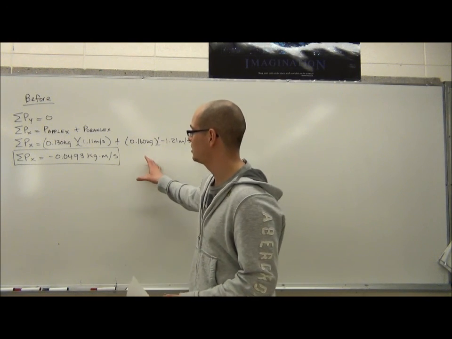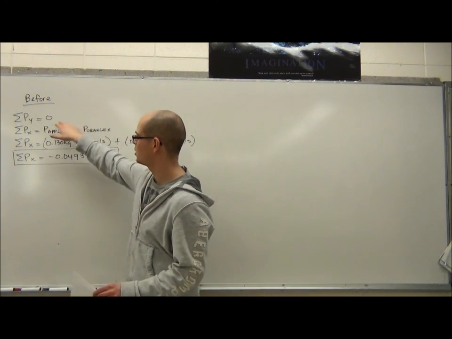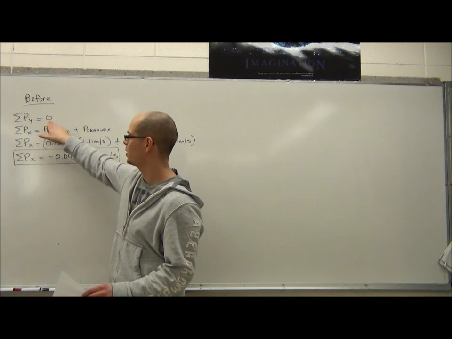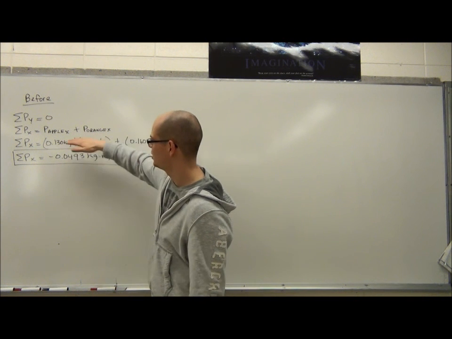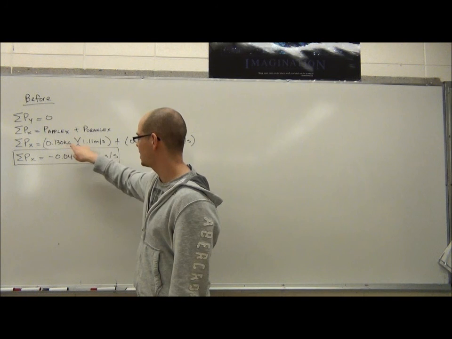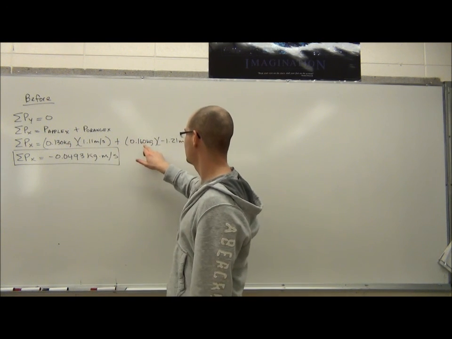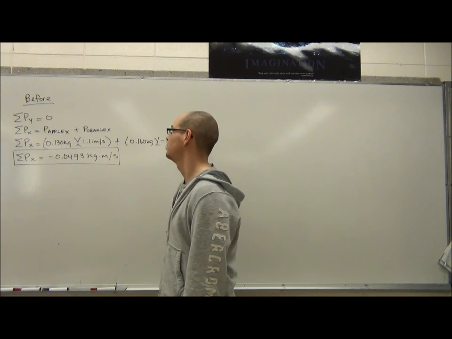So what I have up here, I'm setting up my momentum before. So here's all my information about before. Now before, it's all in the x direction, so my momentum in the y direction is 0. I've got it all organized. My momentum in the x direction is partly the apple and partly the orange. I'm given the mass and the velocity of the apple, and I'm given the mass and velocity of the orange. So here's my momentum in the x direction before.